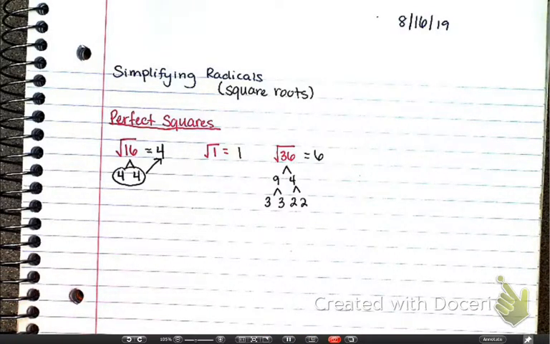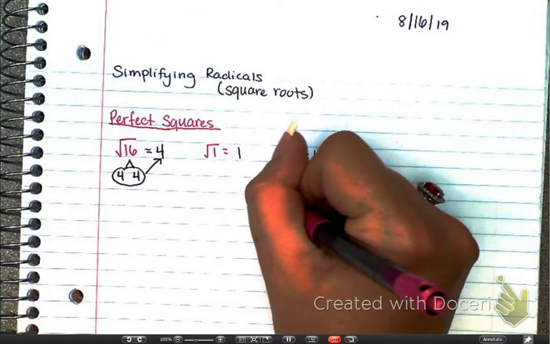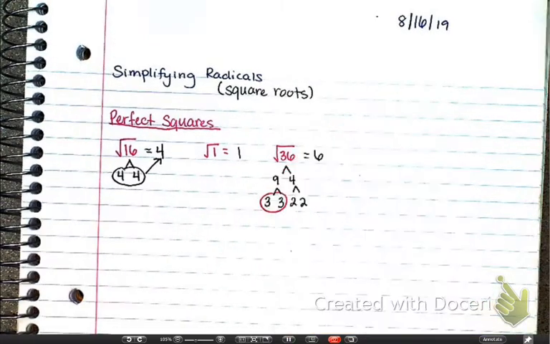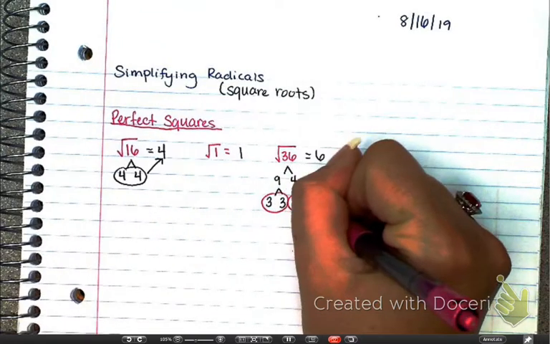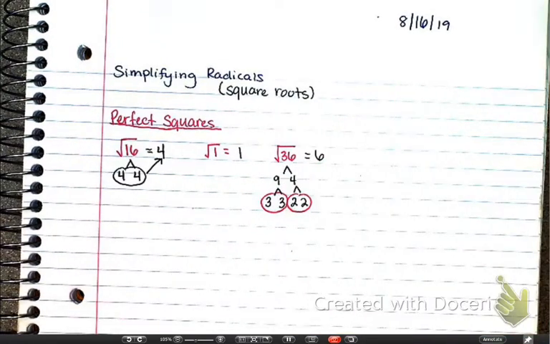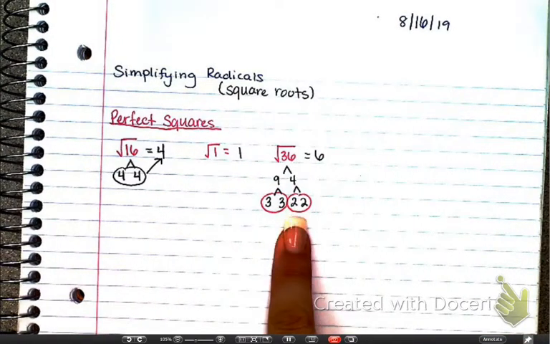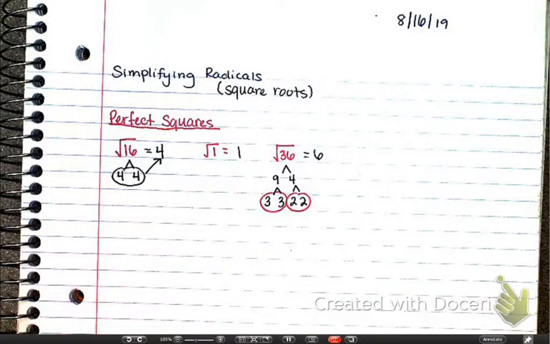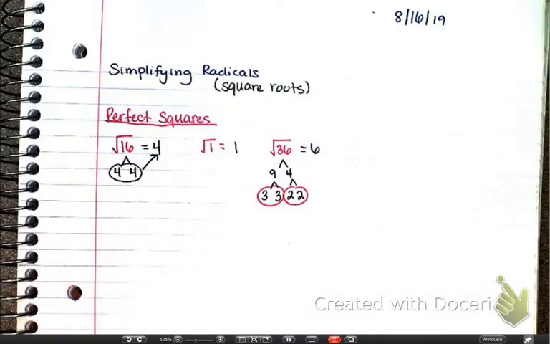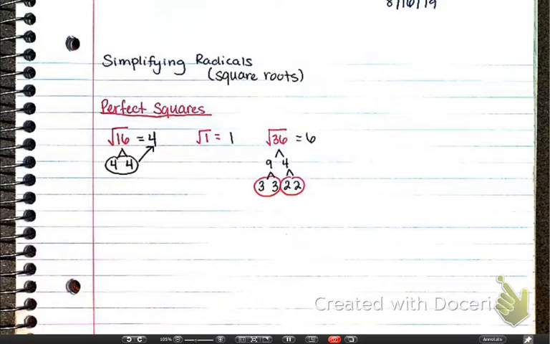Do you see any pairs? I see a pair of 3s. And I see a pair of 2s. What's 3 times 2? Do you see how we're breaking that down? Because there's going to be some that are not perfect squares, and we're going to have to use a factor tree to break them down, because I'm not always going to ask for a decimal answer. I want an answer in simplest radical form, and we'll talk about that in a second.